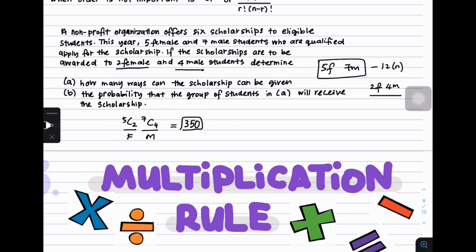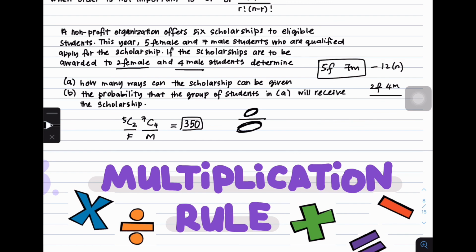So, soalan nombor 2 tanya, what is the probability that the group of student in A will receive the scholarship? Probability ni you kena ingat kebarangkalian adalah number of possible outcome bahagi dengan total number. Okay, number untuk possible outcome for that event kita bahagi dengan total number of the possible outcome, total number. Okay, so sekarang ni student dalam group A ni daripada case A ni, the probability that the group of student in A, so group of student in A ada 350 way.